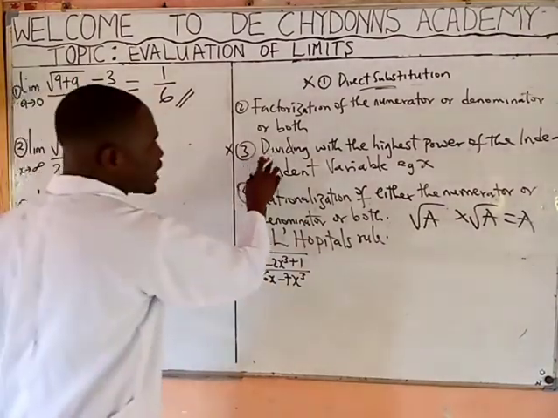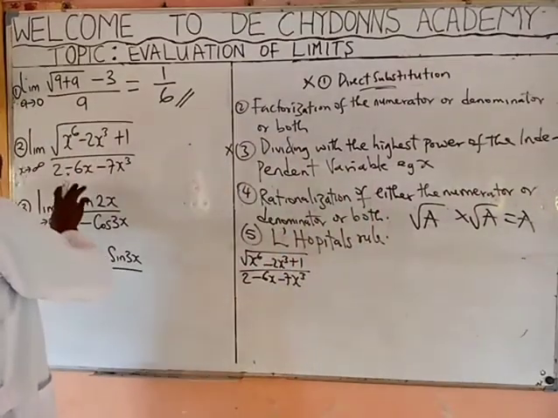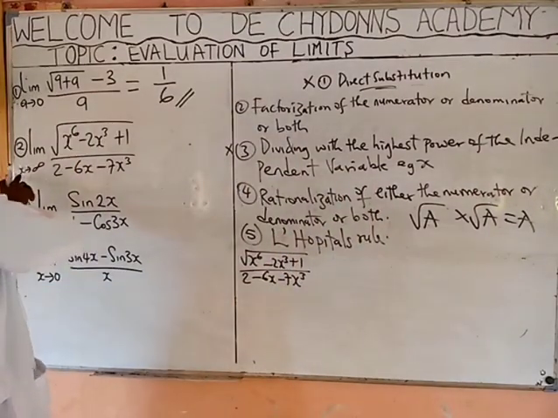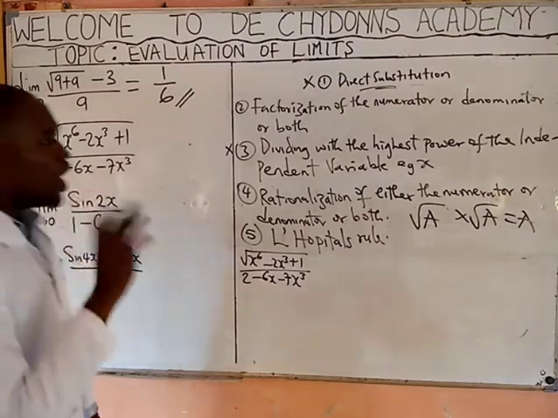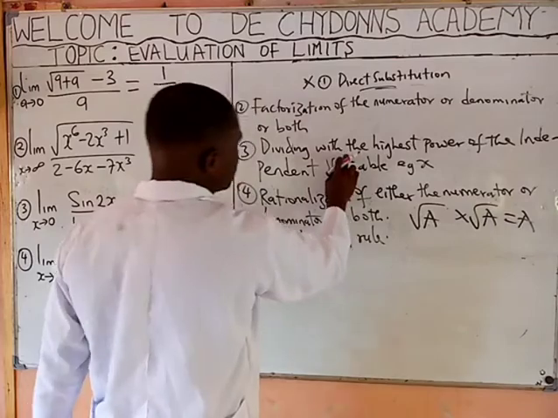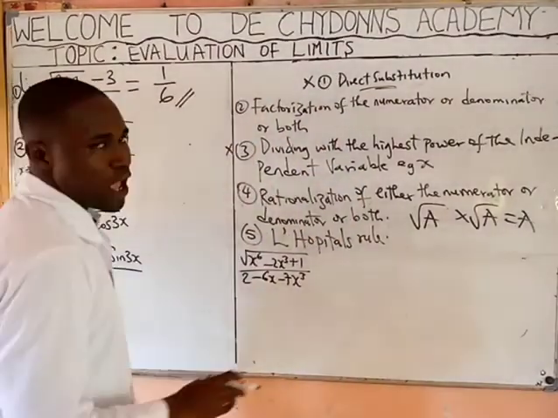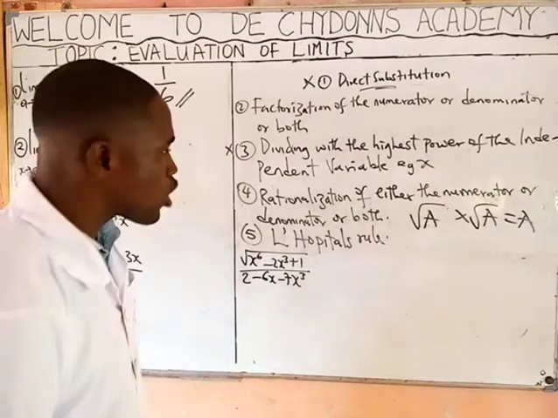Rule number 3 says divide with the highest power of the independent variable. So, we will apply rule number 3 because x is tending to infinity. Only when x tends to infinity do we use rule number 3. Don't use any other rule where x tends to infinity. When you use any other rule, you are very wrong.